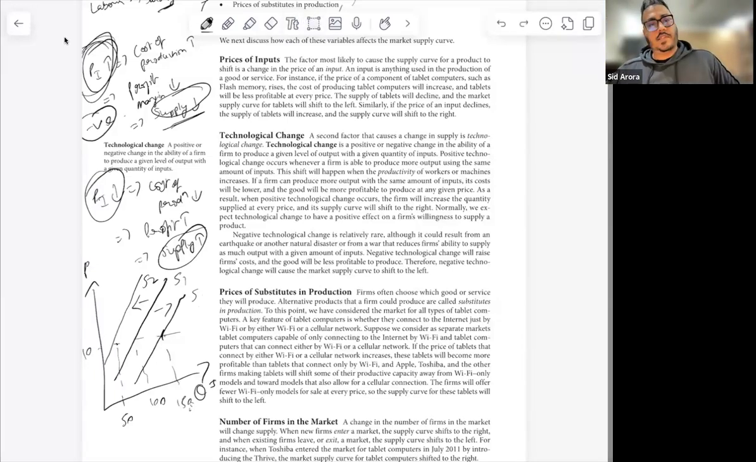So that's our first variable, the prices of inputs. The second one is technological change. Does that make sense? Any questions? All good. Okay. The second one is technological change.